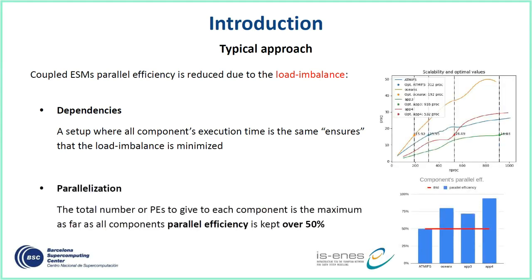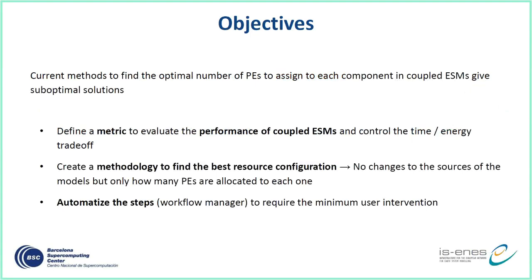And how far should we go? It is common to use just a threshold on the parallel efficiency of each one of the individual components. This can be 50 or 70%, it depends on who is doing the test, but this is how we select the configuration. But as we will see, current methods to find this optimal configuration can give suboptimal solutions.